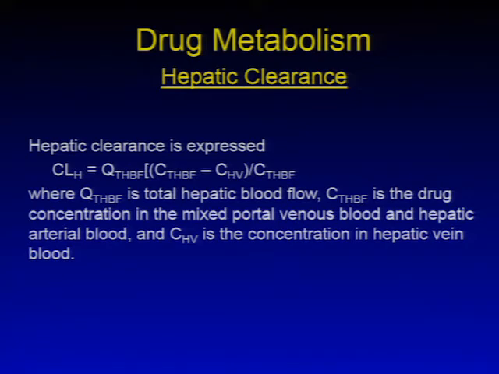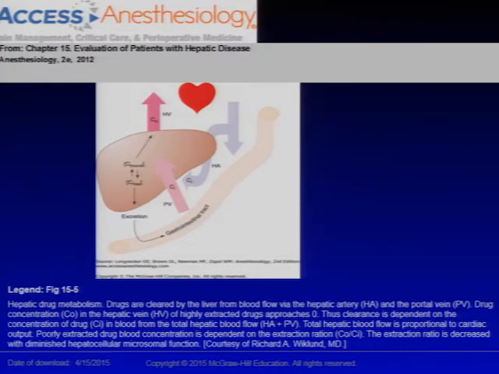Hepatic clearance can be expressed by the following equation, where QTHBF is the total hepatic blood flow, CTHBF is the drug concentration of the mixed portal venous blood and the hepatic arterial blood, and CHV is the concentration of the hepatic vein blood. This is depicted by the slide here, where drugs are cleared by the liver from blood flow via the hepatic artery and the portal vein. Drug concentration in the hepatic vein of highly extracted drugs approaches zero, as we're going to talk about in the next slide. This clearance is dependent on the concentration in the blood from the total hepatic blood flow.